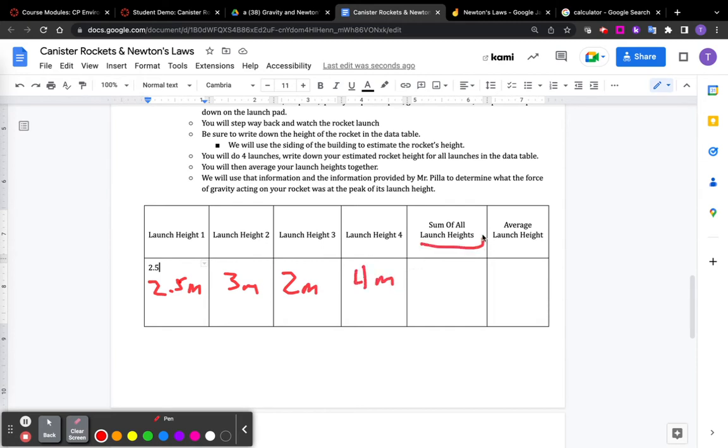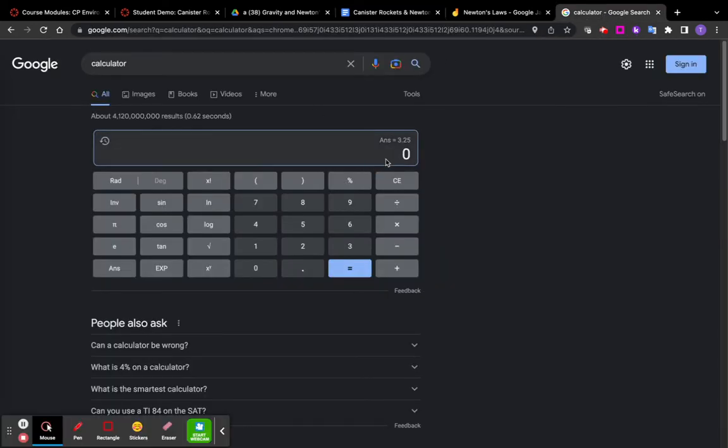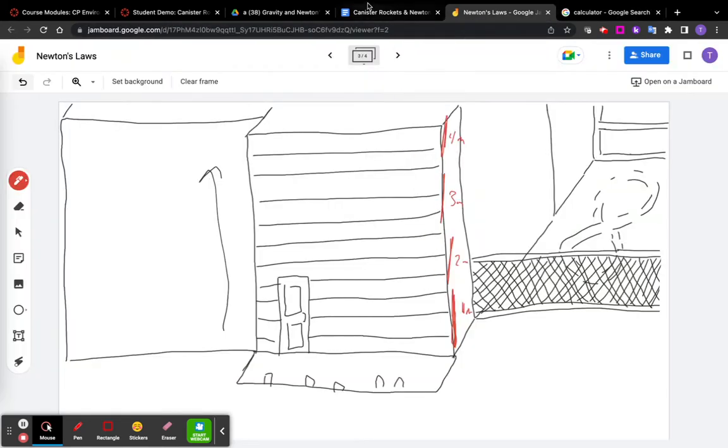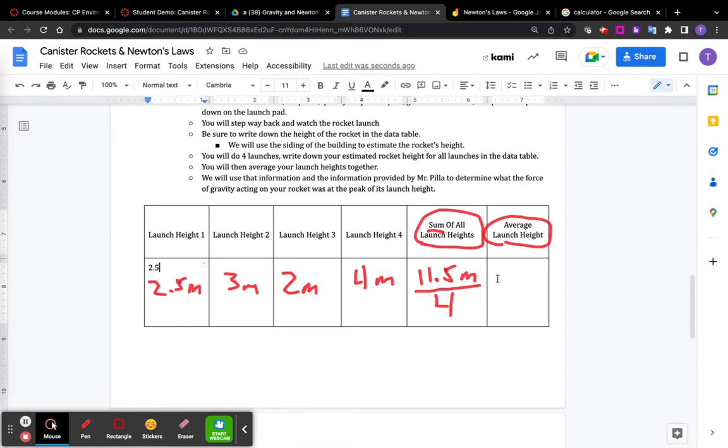But now we're going to get the average of this. So you have to add them all up first. 4 plus 2, 6 plus 3, 7, 8, 9, 10, 11.5. So you have 11.5 meters total. Now to get an average, you have to multiply by 1 divided by how many launches you did, 4. Let's see what that answer would be. 2.875.